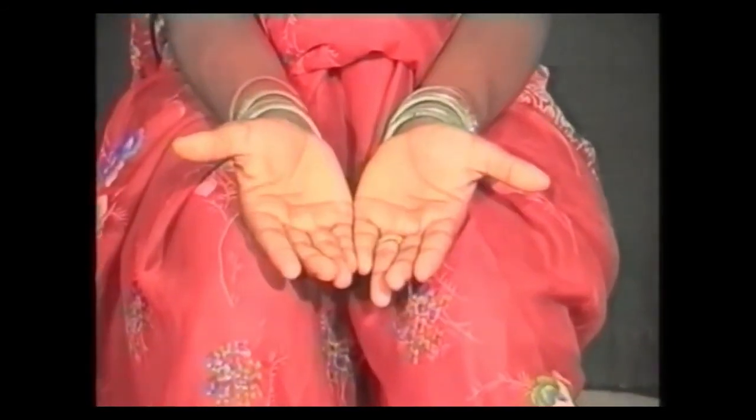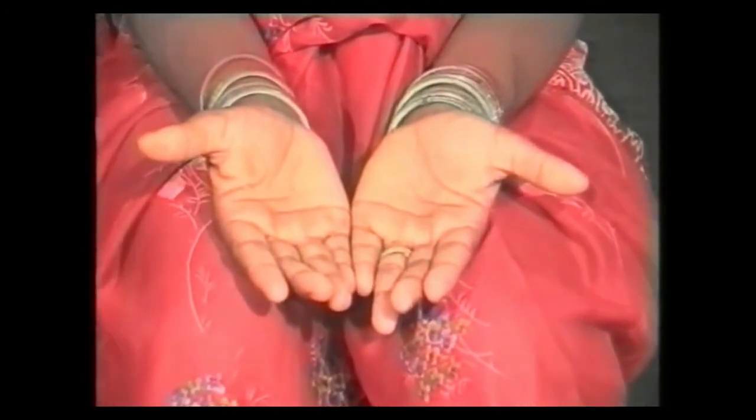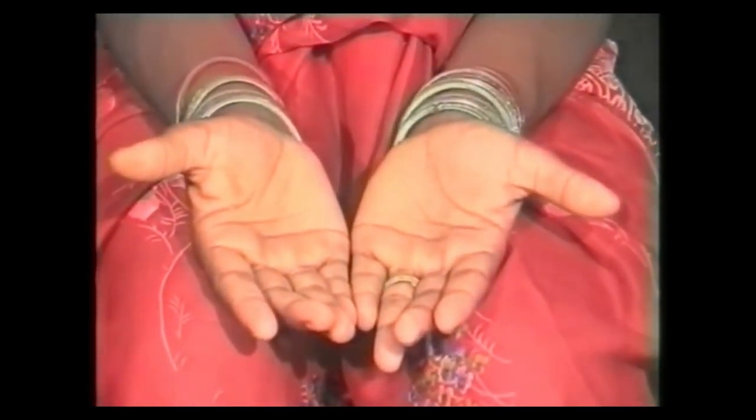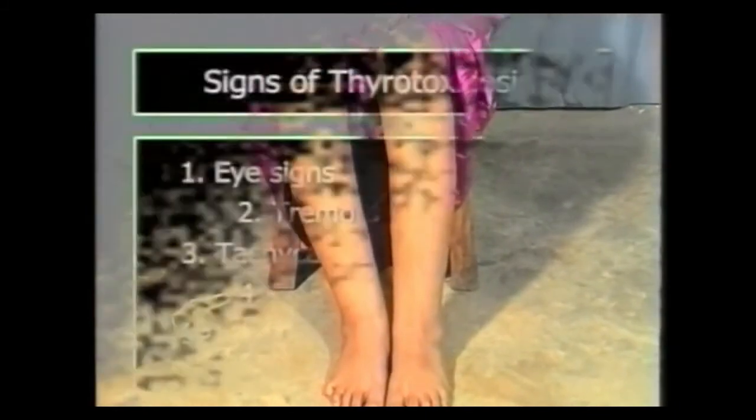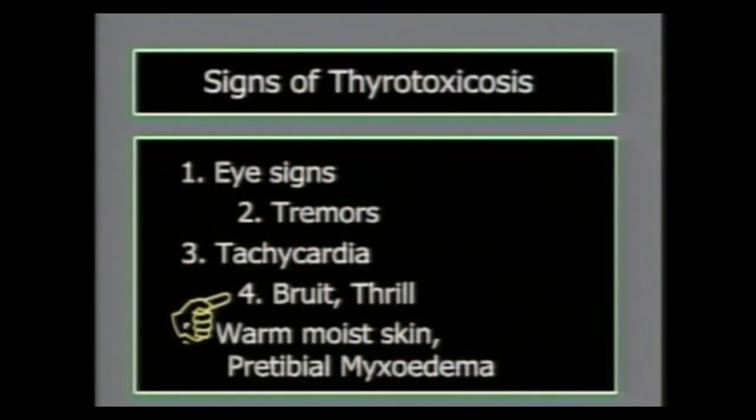Now feel the palms and feet of the patient. In thyrotoxicosis, they are warm and moist. And the legs may show pretibial myxedema with thickened hyperpigmented skin and coarse hair. Lastly, another characteristic sign of thyrotoxicosis has already been studied by us during the examination of the goiter, that is the palpable thyroid thrill and thyroid bruit on auscultation.